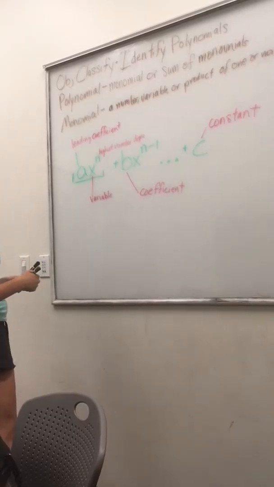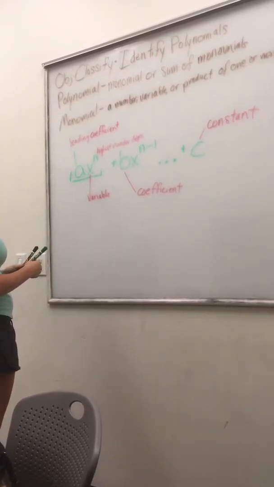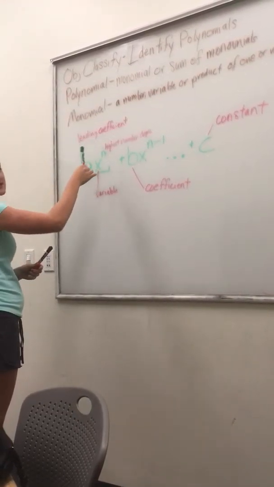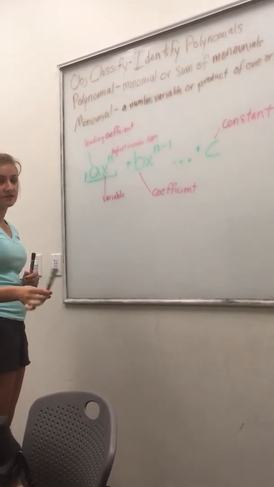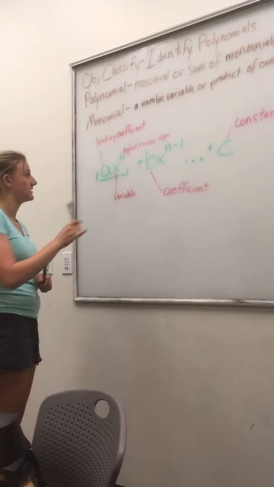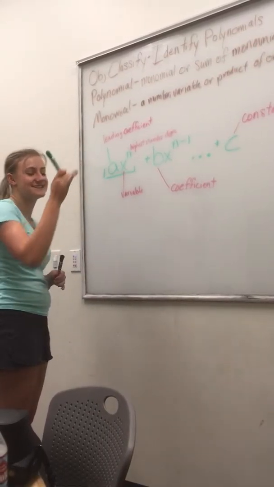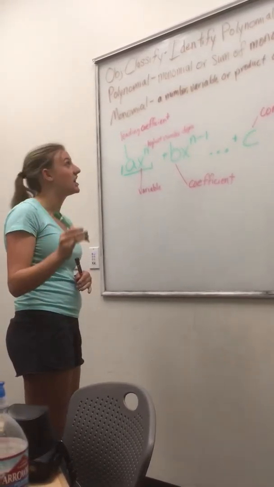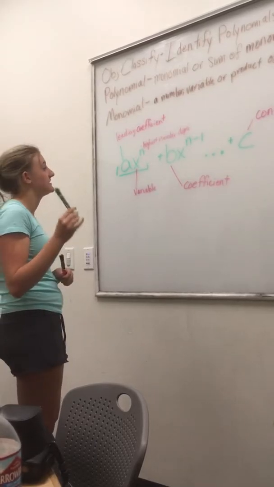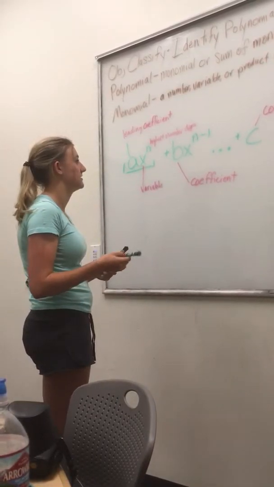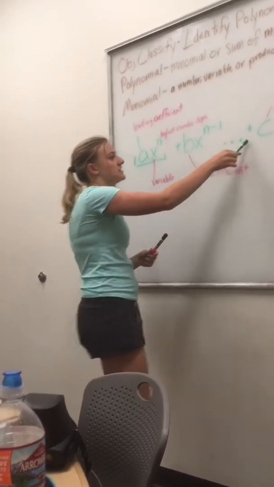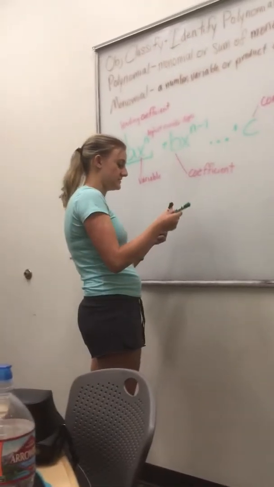One important thing to note is that the exponent is always going to be a whole number. So if the exponent is a variable, then it is not a polynomial. And if it is a fraction, it also is not a polynomial. And this right here, that can be any number of terms.